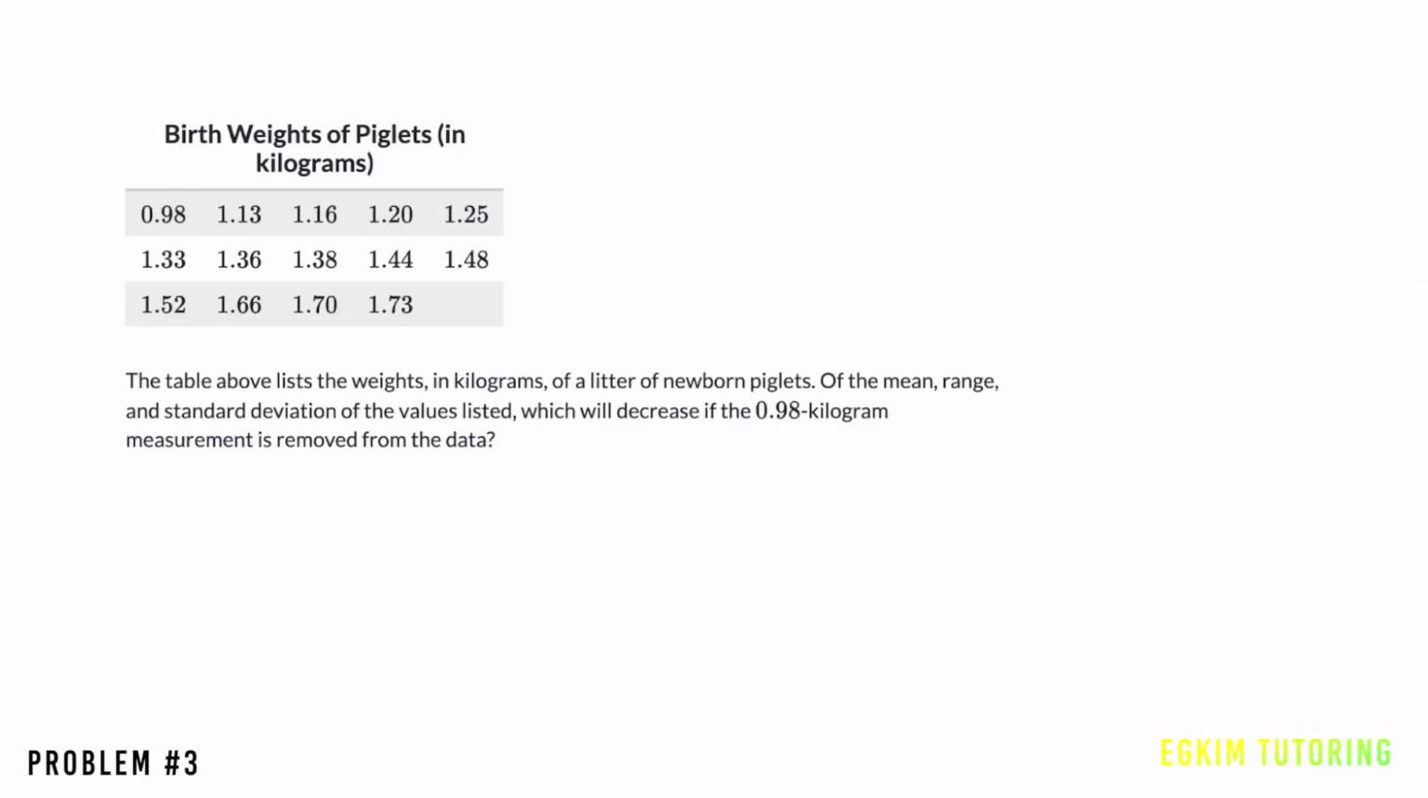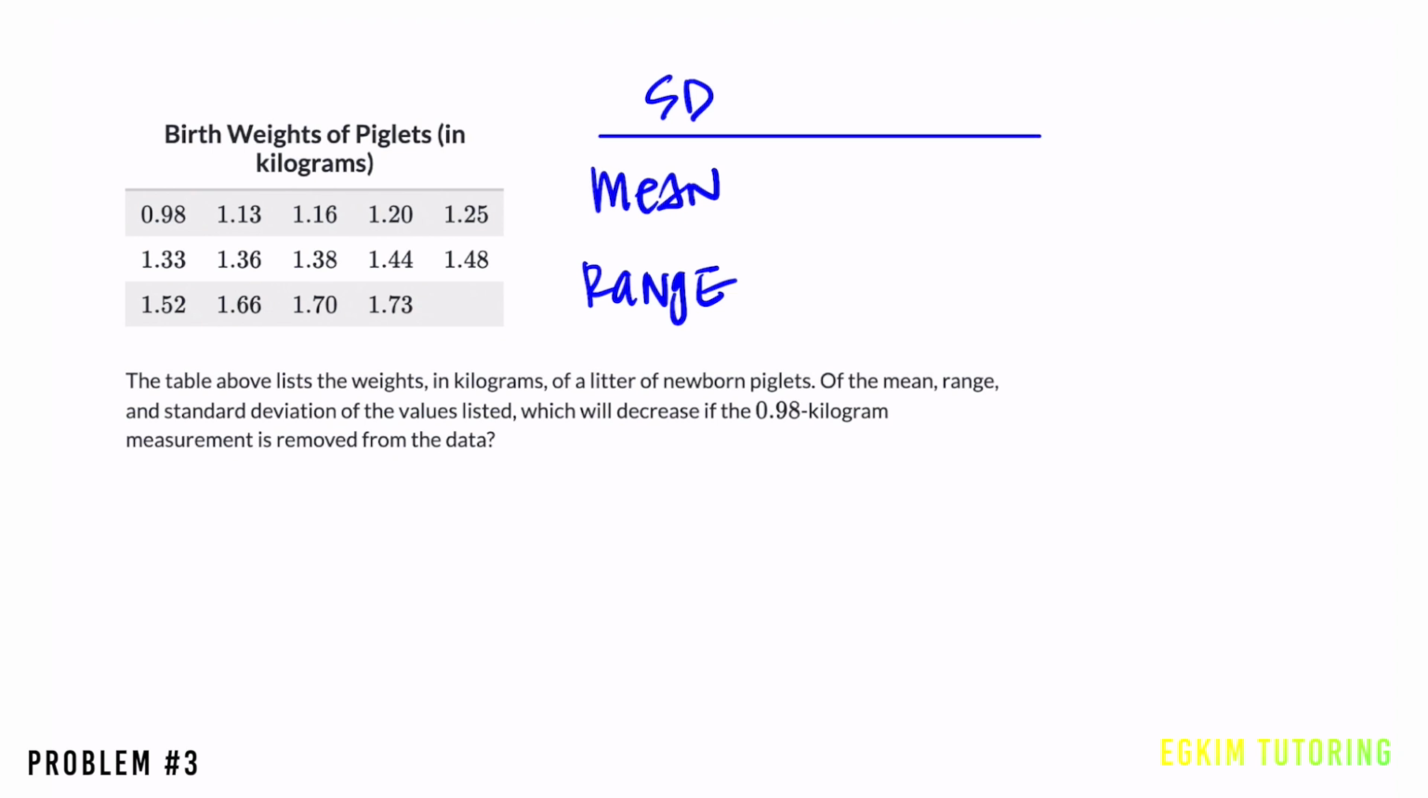The table says birth weights of piglets in kilograms. The table above lists the weights in kilograms of a litter of newborn piglets. Of the mean, range, and standard deviation of the values listed, which will decrease if the 0.98 kilogram measurement is removed from the data? The problem is asking for a lot of things, and I'm going to put them in a specific order. So first we have standard deviation, then we have mean, and then we have range. Let's go ahead and make a table.